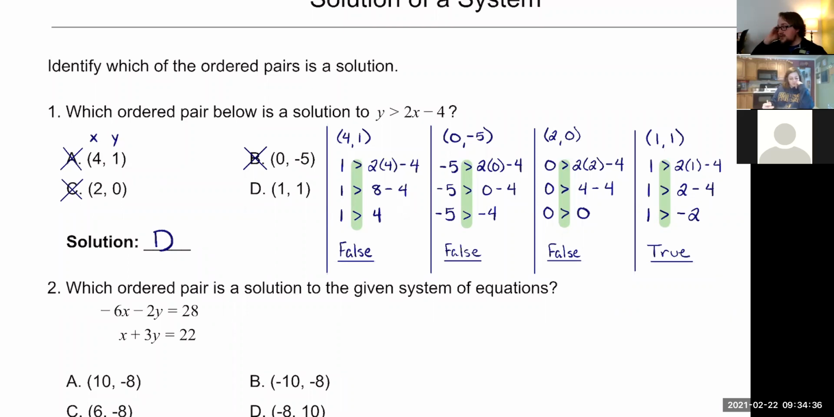Now, if this was the actual test and you didn't do that last bit of work, but you still came up with the right answer because of process of elimination, I'm not going to be too worried about it. But again, we're practicing today, so extra practice never killed anybody.